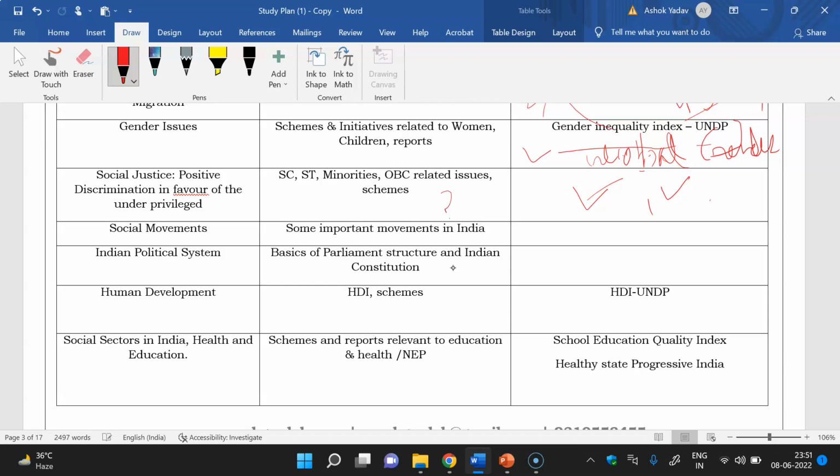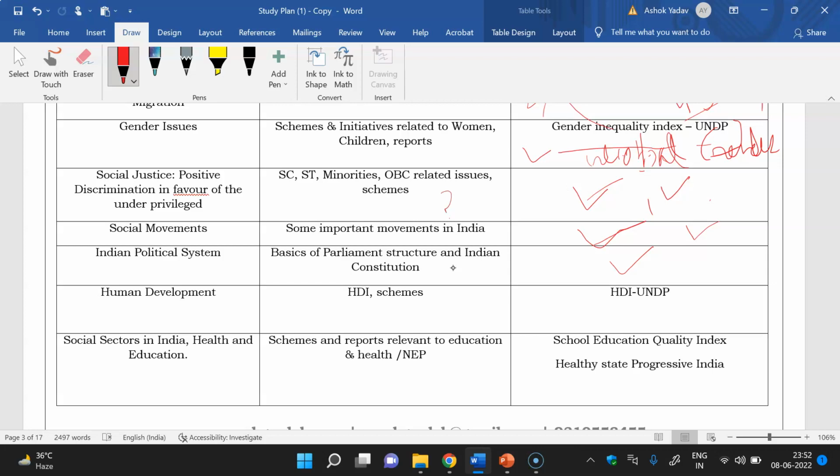Schemes are important, and descriptive questions they can ask, like what are the issues related to minorities and underprivileged in India. Social movements they have asked. So if any social movement is currently in the news, or one that happened in the past but is currently in the news, they can ask from this. Indian political system basic questions they can ask; in 2019 they asked, and 2018 also they asked some questions from the basic Indian parliament structure and Indian constitution.